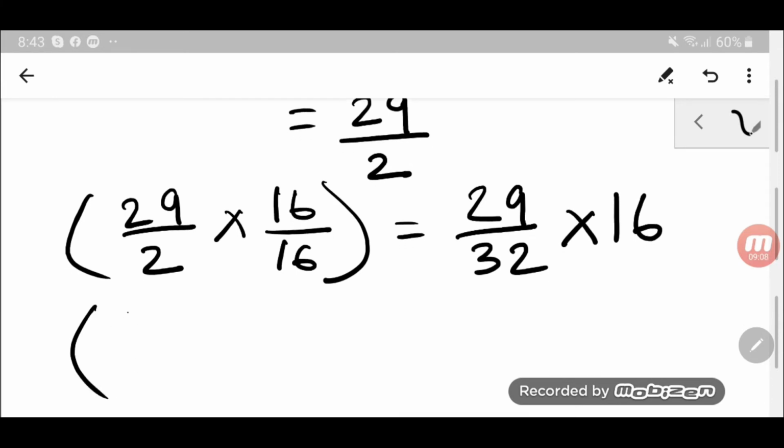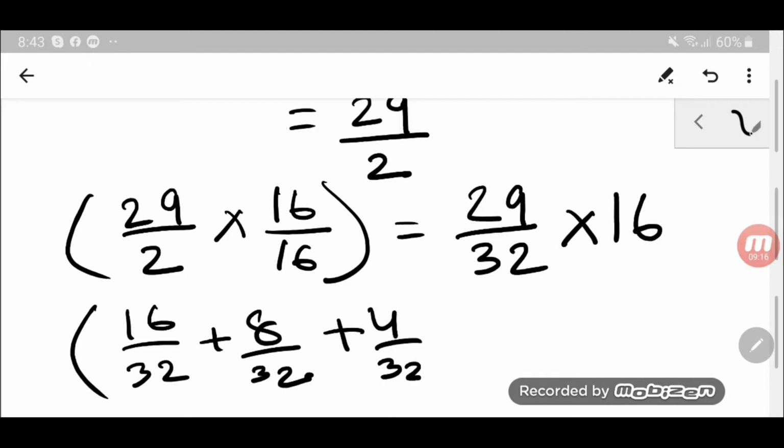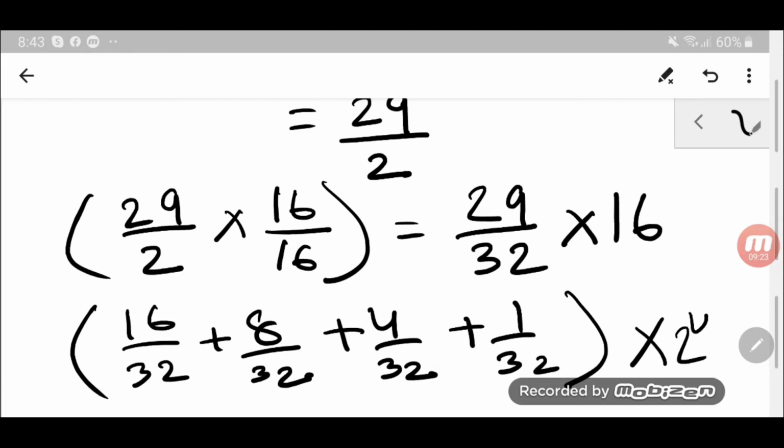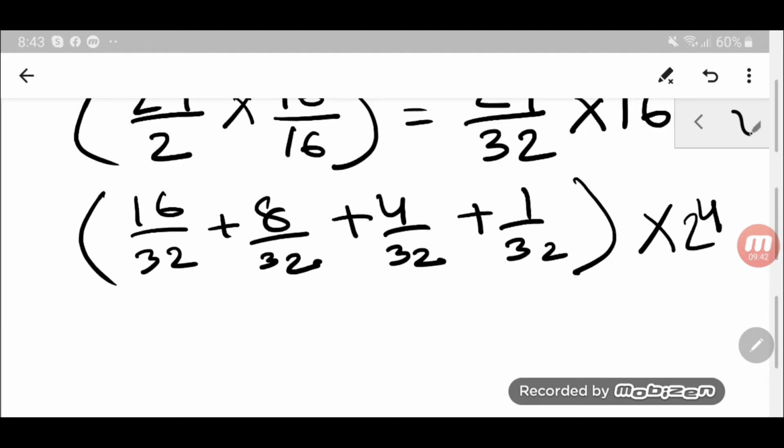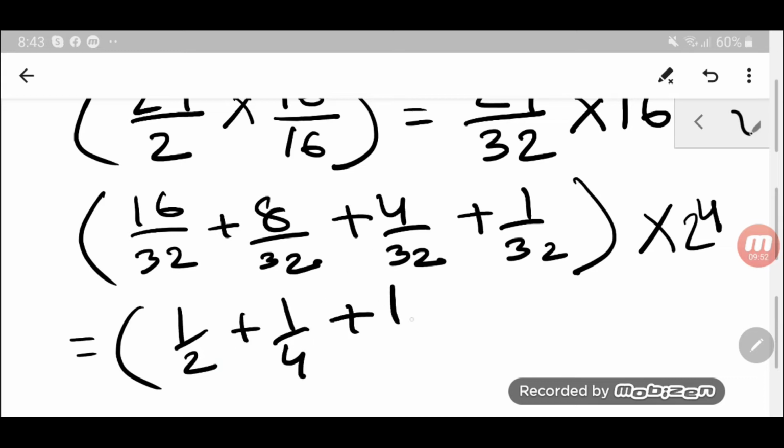Then we have to write the numerator as numbers which are powers of 2 that add up to 29. So 16 by 32 plus 8 by 32 plus 4 by 32 plus 1 by 32, multiplied by 2 to the power 4. 2 to the power 4 is equal to 16, so we just replace 16 by 2 to the power 4. Then we simplify the numbers in the bracket. So it's 1 by 2 plus 1 by 4 plus 1 by 8 plus 1 by 32.